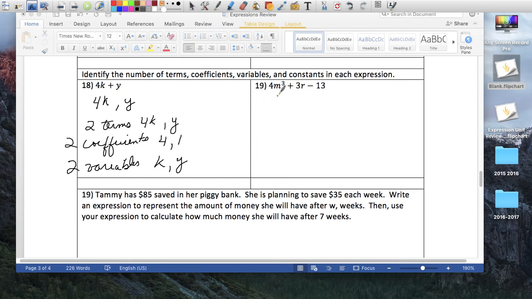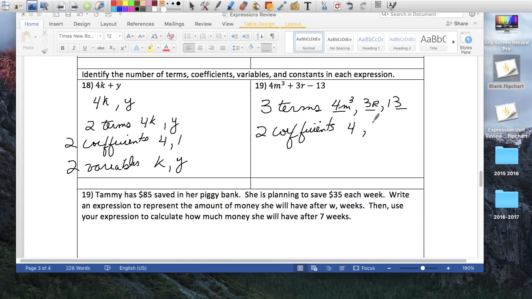On this side, how many terms do I have? I can say I have 3 terms. This expression is 3 parts long: 4m^3, comma, 3r, comma, 13. So there are 3 pieces, 3 terms. Coefficients, there are 2 coefficients. There are 2 numbers next to the variables, and these are the 4 and the 3. Not 4m to the 3rd power, not 3r. The coefficient is just a number next to the variable.